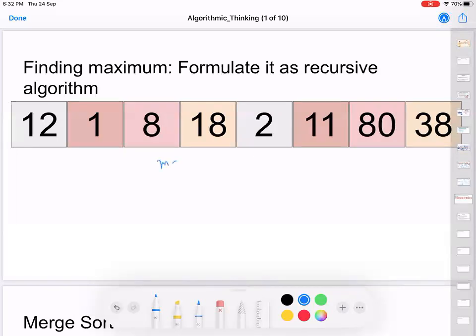So I have to find this. I'm given max. I have to write a function max which takes as argument a and then a beginning and an end. Right? So initially your beginning is 0 and end is n minus 1. So what should be the body of this function so that I can formulate it as a recursive one?